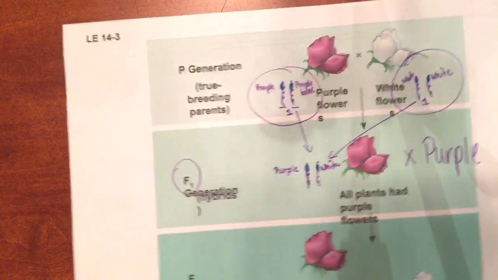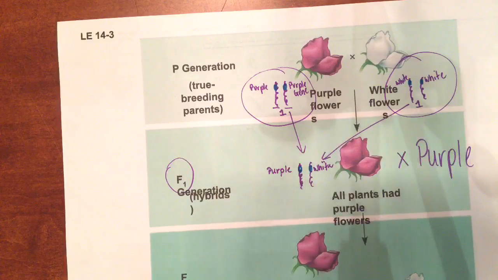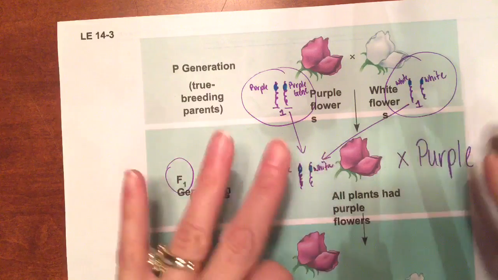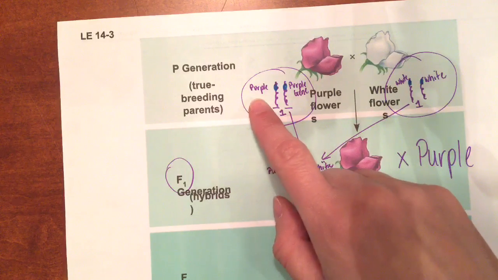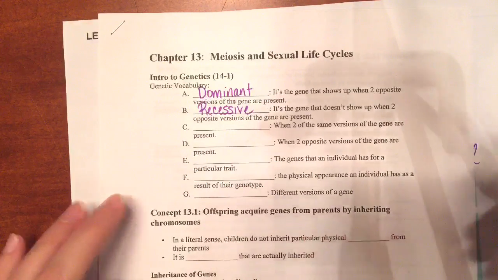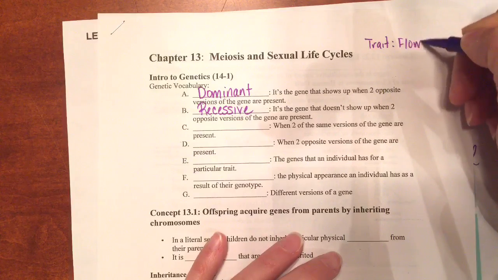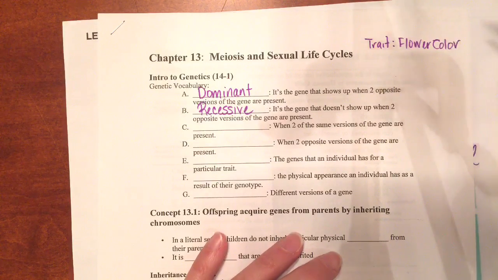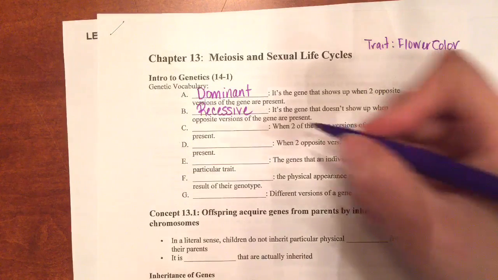Now, when I was writing on here about the genes, I wrote purple and white. Instead of writing those words out, we use shorthand, and you probably remember capital versus lowercase letters. And so whenever you're looking at a trait, instead of writing out the actual trait, you can pick a letter for that particular trait. So let's say the trait in this case is flower color that we're looking at. And then our two different versions of the trait are purple and white. And so purple is dominant.